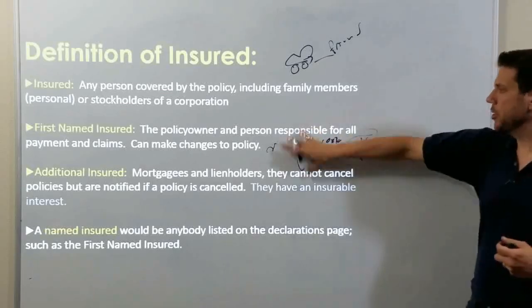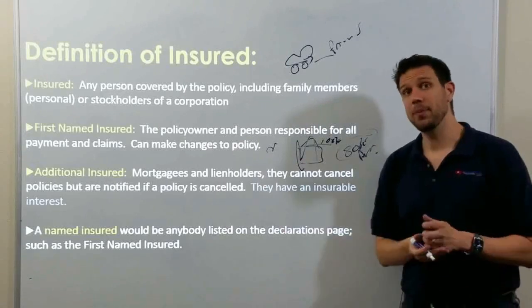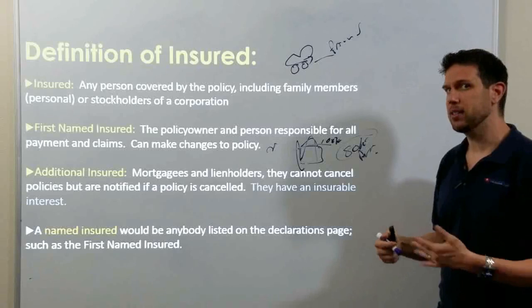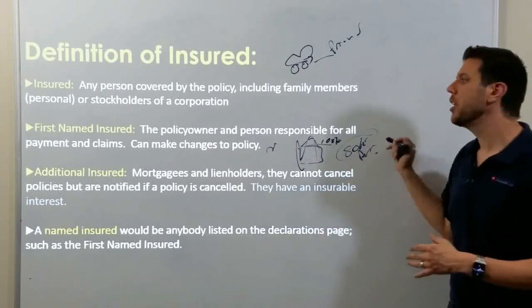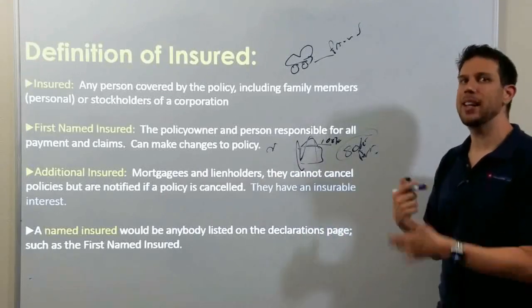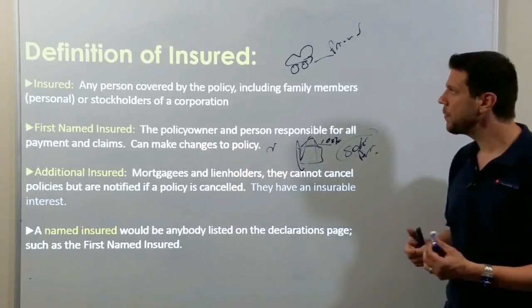If you ever don't pay your insurance, the additional insured, the mortgagees and lien holders get notified as well. So it's very important to make sure that if a vehicle is ever financed, you add them as an additional insured. Or if a house ever has a mortgage, you add them as an additional insured. That way they know you have insurance and they don't ask you to buy their insurance.